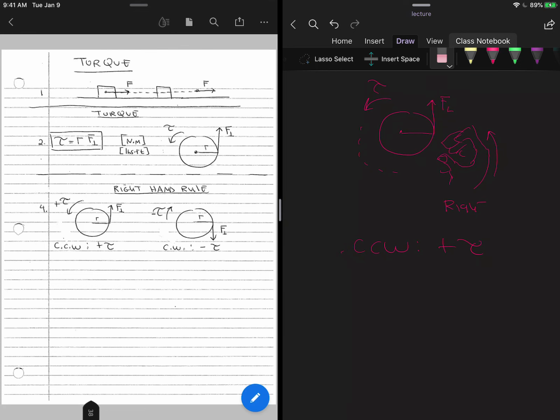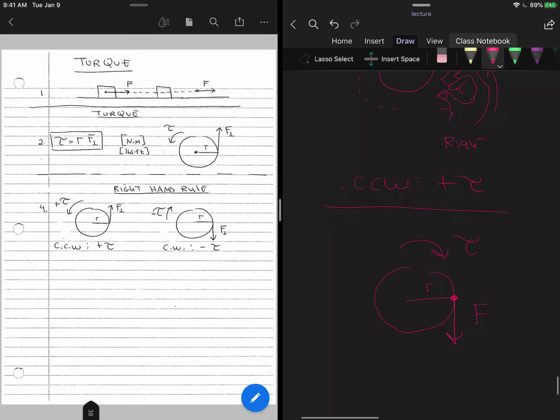If you have a disc and you apply a force at the edge of the disc, but this time in this direction, that's going to make the disc rotate clockwise. It's going to give it a clockwise torque. And because it's going opposite to the way your right hand naturally wants to move, we're going to say this is a negative torque. So clockwise rotations are going to have a negative torque.